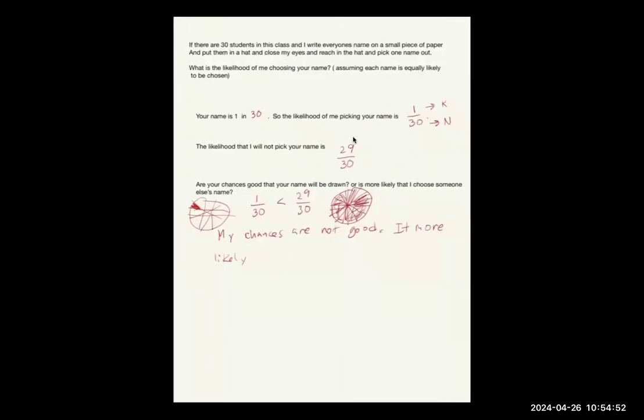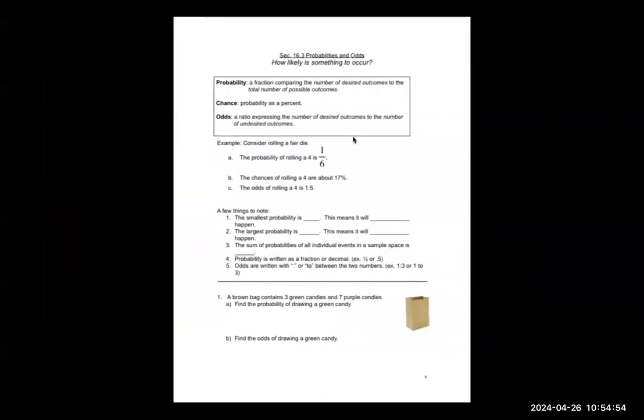So they ask us, what is the probability, considering rolling a fair die, of rolling a four? Now, a four is one of the total six different possible outcomes. So that's why they're saying the probability of rolling a four is one out of six.